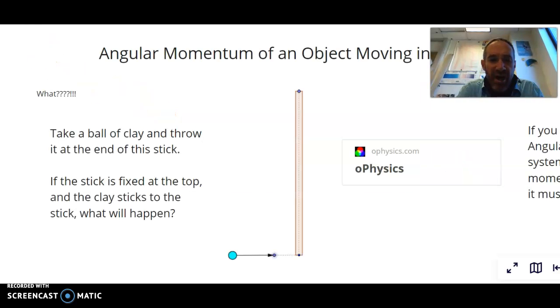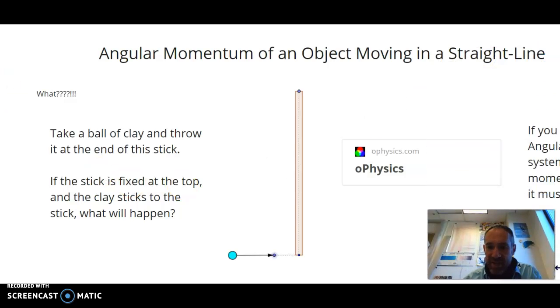So I'd like to talk about the angular momentum of an object moving in a straight line. Let me get myself out of the way so you can see that. The angular momentum of an object moving in a straight line. Now you might say, what? What do you mean, angular momentum of an object moving in a straight line? Angular momentum is for something that's spinning. I totally agree, but consider this.